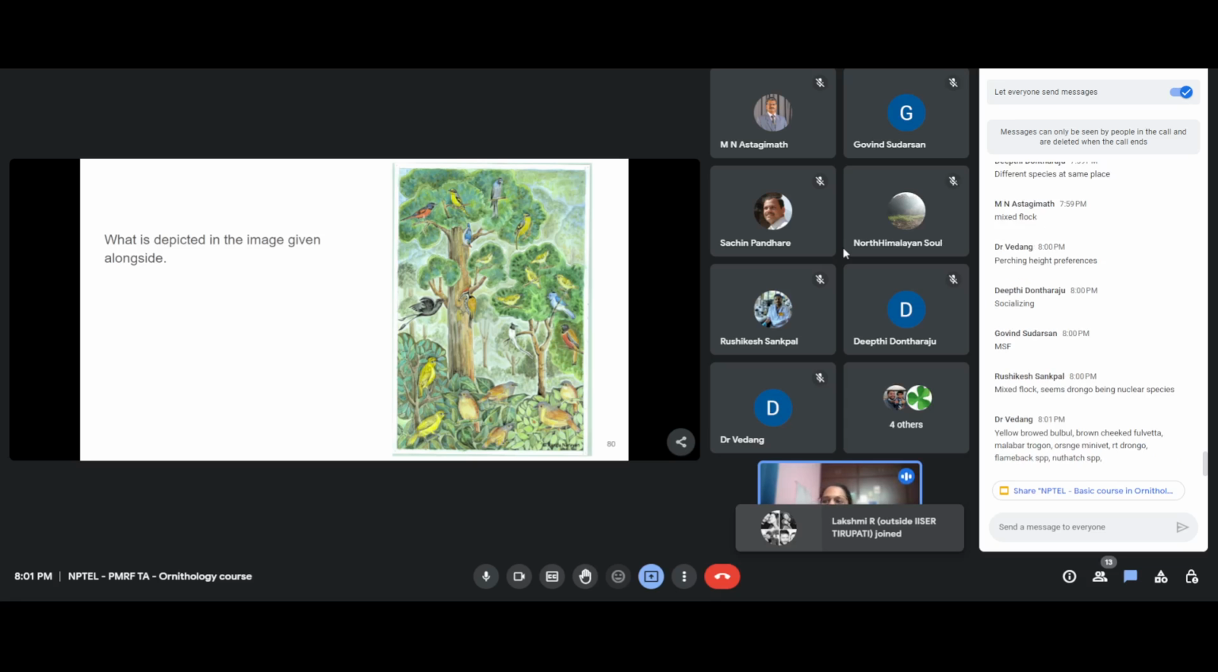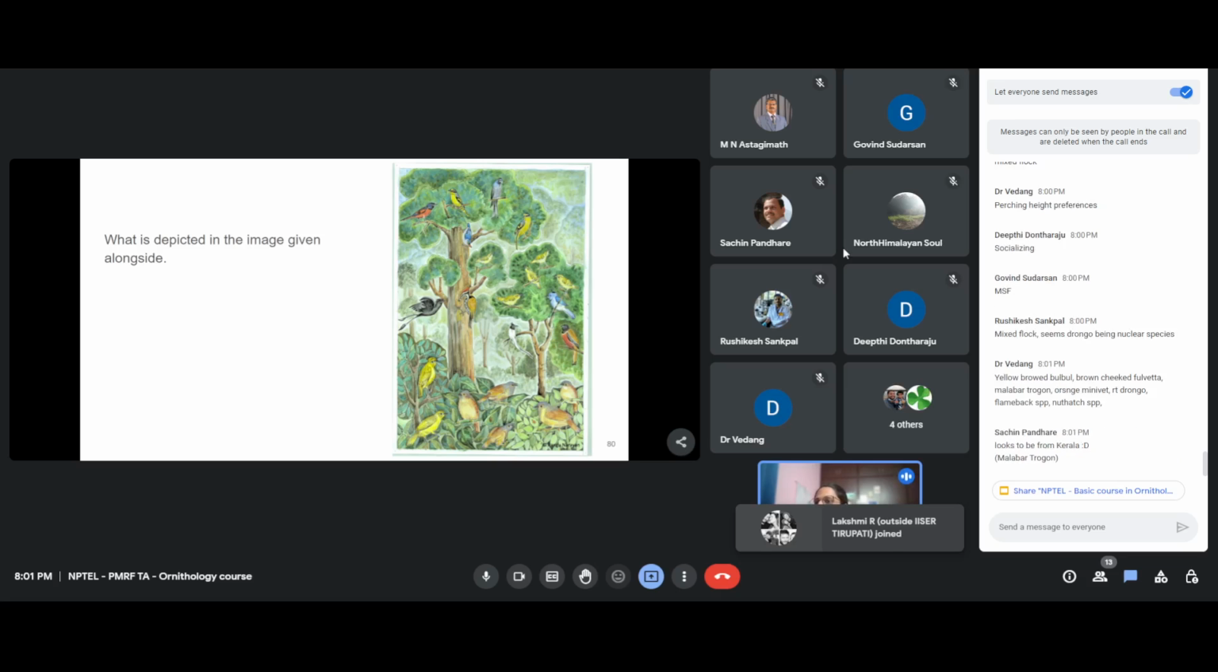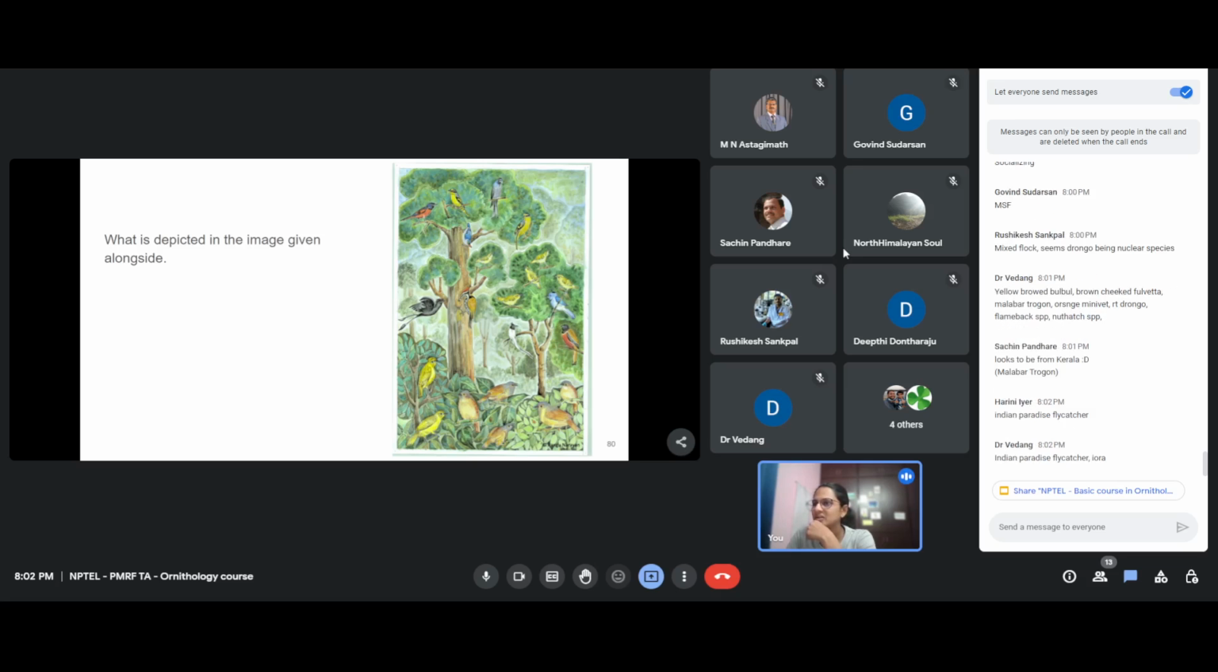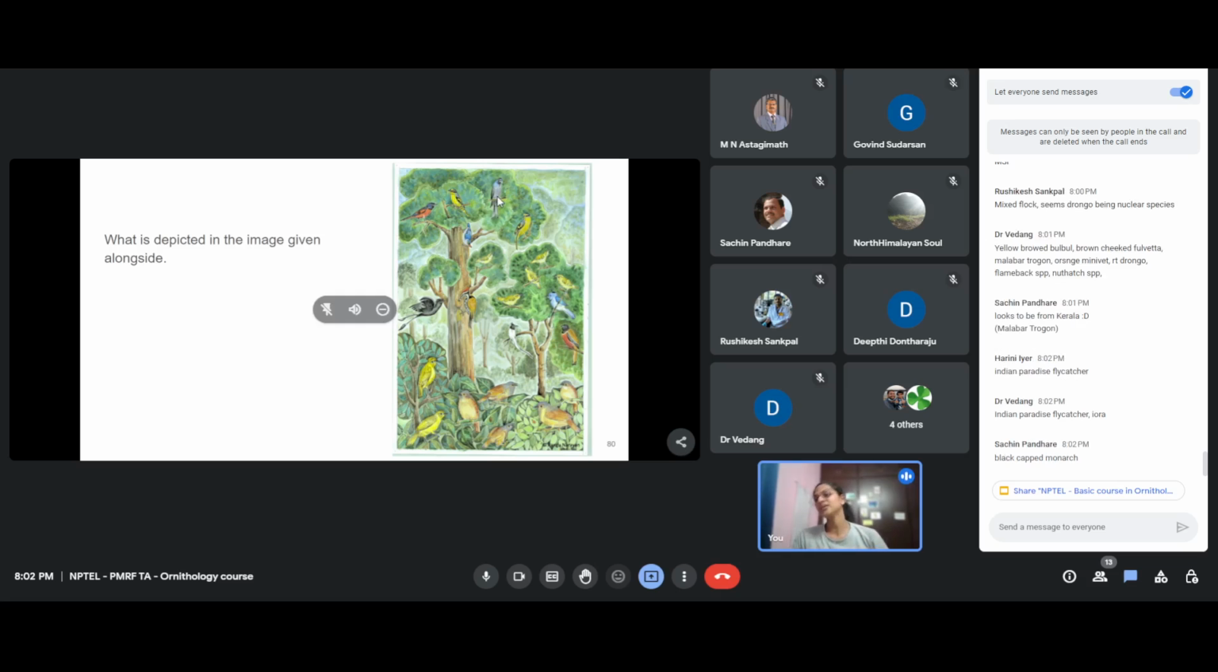Oh, Vedang has identified yellow-throated bulbul, brown cheek fulvetta, Malabar trogon. Yes, correct. Looks a bit odd though, but yeah. Orange minivet, racket-tailed drongo, flameback species, nuthatch species. Yeah, all good. Indian paradise flycatcher, Iora. Okay. Yeah, sure. Racket-tailed drongo. I think that's a white-bellied drongo on the top, but I'm not really sure. Or an ashy drongo. Can't really make out. Black cap monarch. Yes, correct.